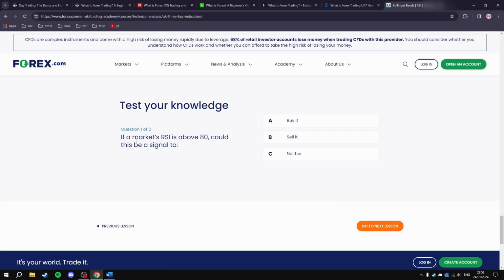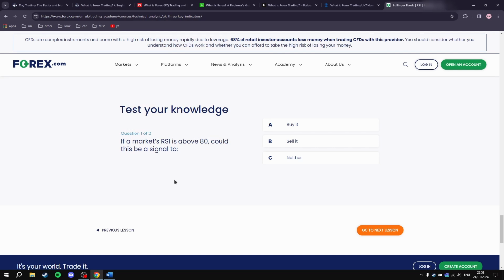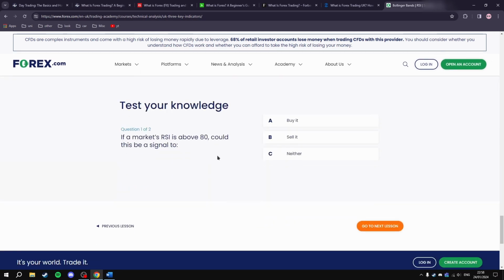And then to test your knowledge. If a market's relative strength index is above 80, could this be a signal for? So if it's above 80, then it's overbought. Yeah, if it's overbought, then you need to sell it.